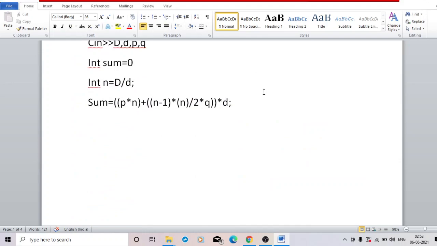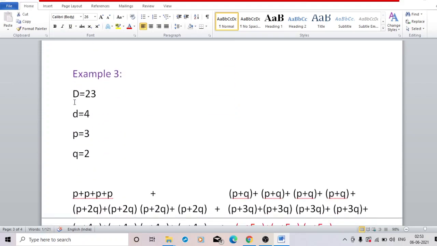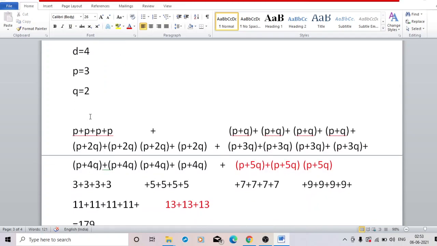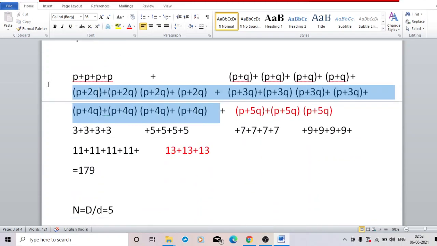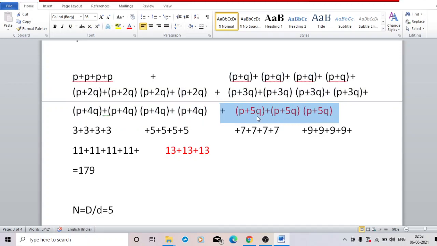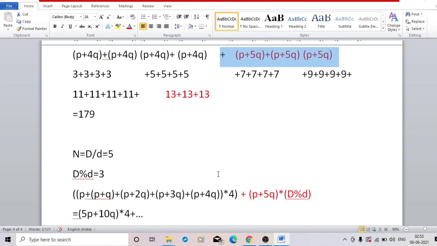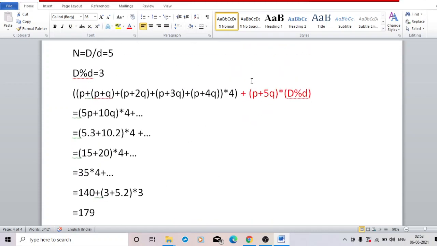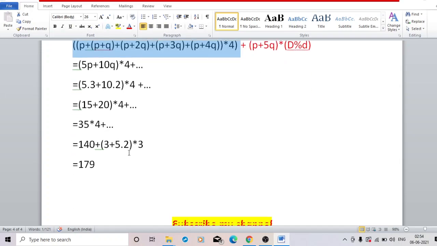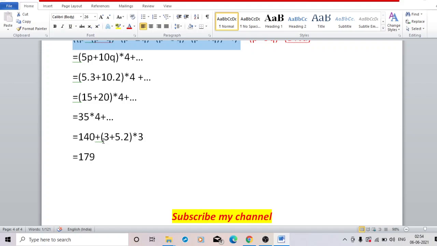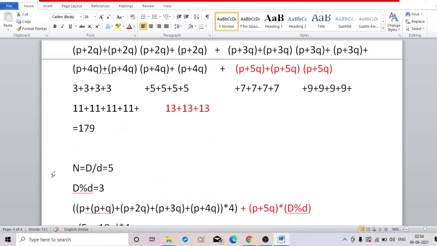Okay. Now I cannot finish just by doing that, because see, if the capital D is 23 and the small d is 4, in that case after these 20 days I need to still carry on for 3 more days, where it will be P plus 5Q dollars per day, and I have to add this after the previous calculation, and after adding that it will give you 179.